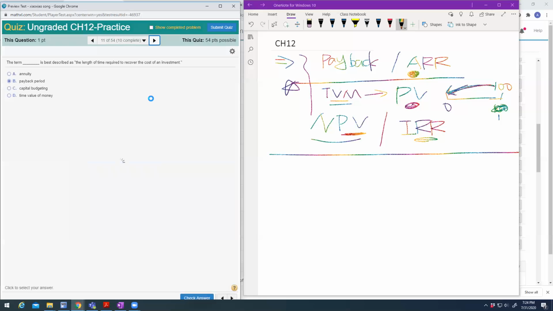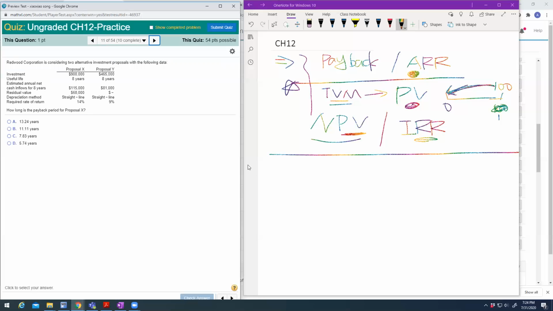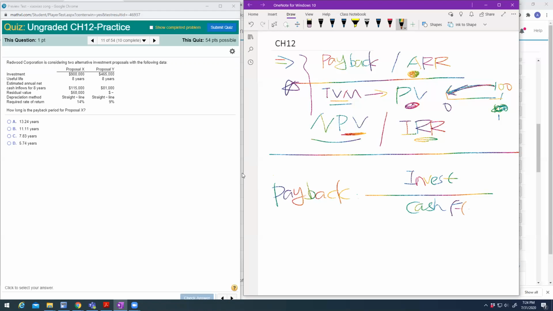The term that best describes the length of time required to recover the cost. So this is the payback, right? This is the one where you focus on the length of time. Okay, next one. Oh, wow, let's look at some calculation. Okay, so you have this, you have that, asking you for the payback period. So payback, we said, basically is very straightforward. We don't think about time value of money. So it's your investment divided by the cash flow every year, and then we don't need to discount. So then you don't need to worry too much.